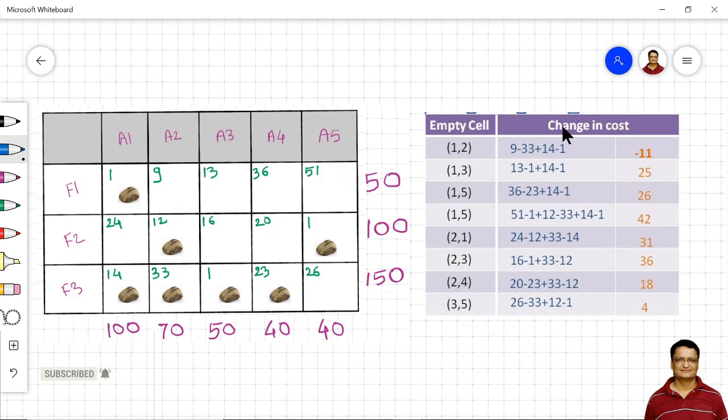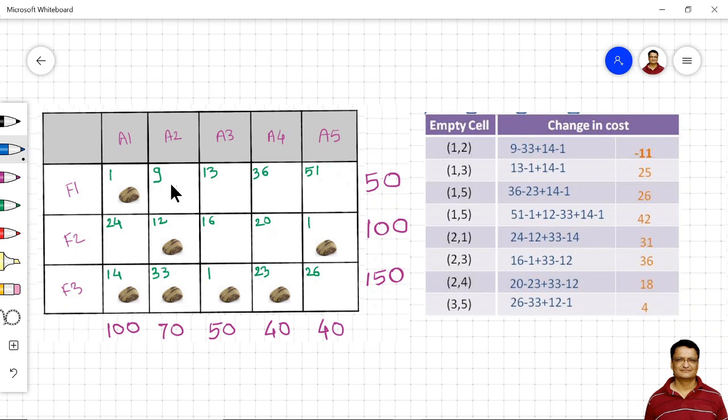In order to evaluate this change in cost term, we have to create certain loops, and how to create those loops we will see now. The rule for making a loop is you have to start with the empty cell and go to a next stone. Now if I start from this empty cell and go to this stone, then I will change my direction and go to the next stone, and then I will change my direction again and go to the next stone, and you can see that I am going back to the original cell.